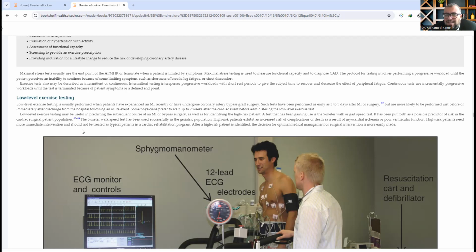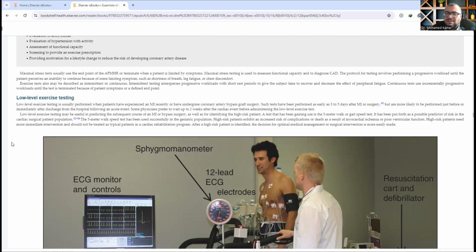A test that has been gaining use is the 5-meter walk or gait speed test. It has been put forth as a possible predictor of risk in the cardiac surgical patient population. The 5-meter walk speed test has been used successfully in the geriatric population. High-risk patients exhibit an increased risk of complications or death as a result of myocardial ischemia or poor ventricular function. High-risk patients need more immediate intervention and should not be treated as typical patients in a cardiac rehabilitation program. After a high-risk patient is identified, the decision for optimal medical management or surgical intervention is more easily made.